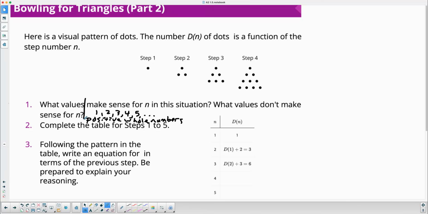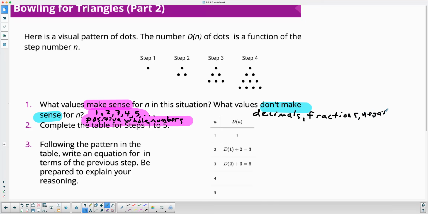So this would be my make sense right here. Actually, let's do it this way. Make sense, and then I highlighted this color. And then don't make sense. Come over here: decimals, fractions, and negatives.